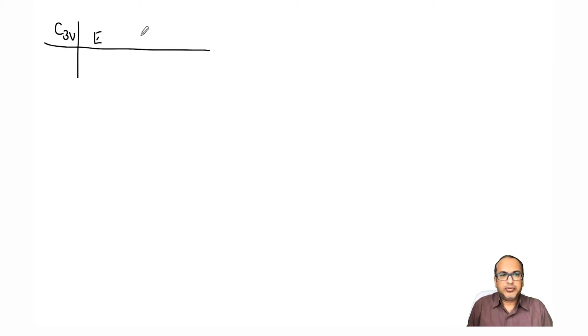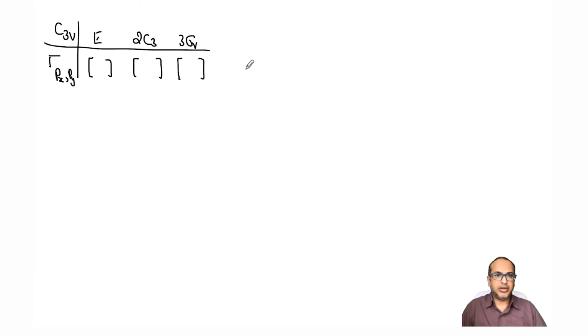So, in the previous lecture, we looked at developing the representation using wave functions as the basis for the C3V point group. We saw that for the C3V point group, when we took wave functions as basis, that is Px and Py, we got a 2 cross 2 matrix, right?